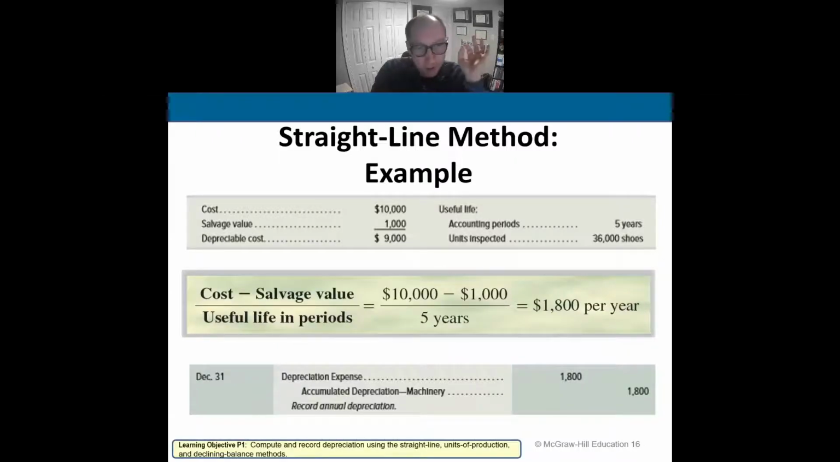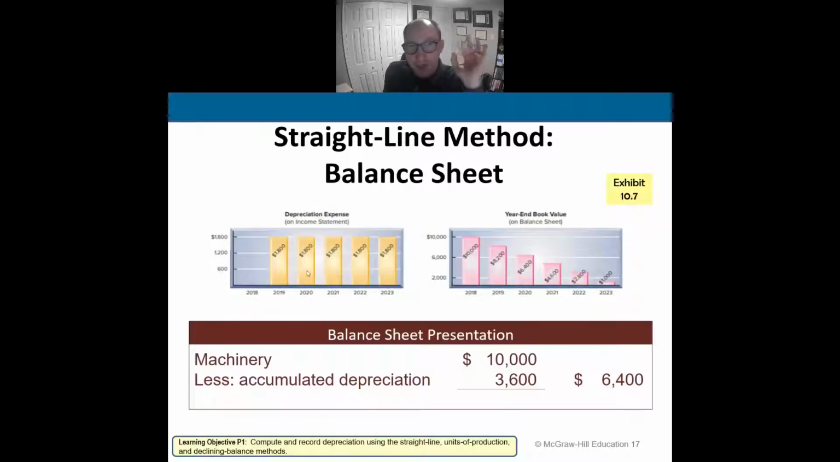So straight line. The formula is very straightforward. This is your acquisition cost minus salvage value divided by useful life, 1,800. At the end of each year, the journal entry is debit depreciation expense, 1,800, credit accumulated depreciation, 1,800. I do that consecutively for 5 years. At the end of the 5th year, it should have a value of the salvage amount, in this case, $1,000.